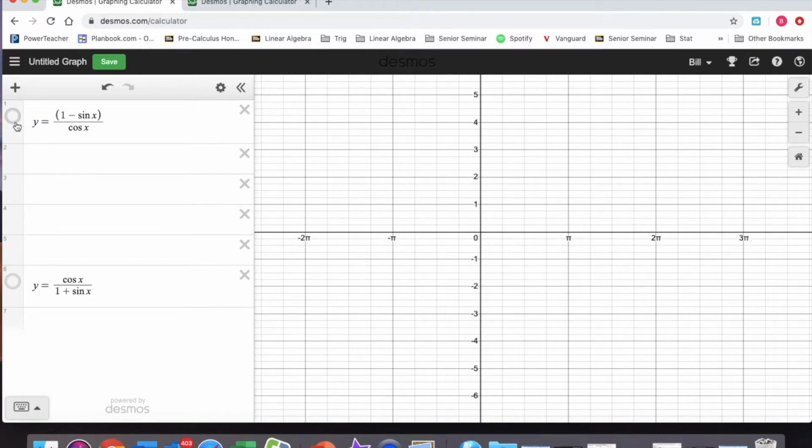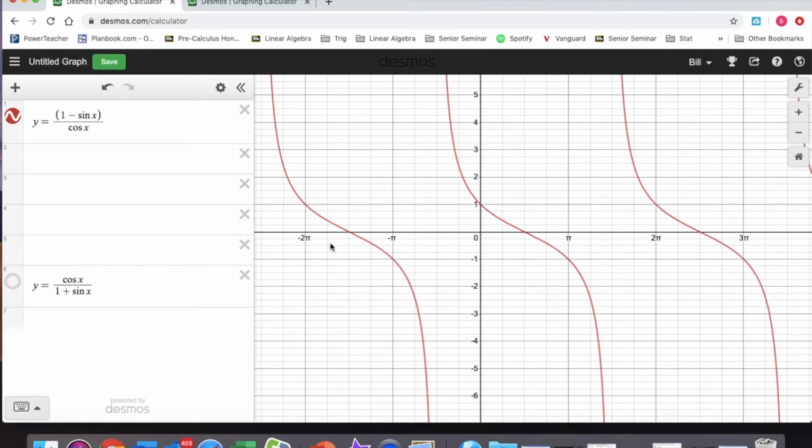Example 1, the left-hand side was (1 minus sine) divided by cosine. So I'll look at a little graph of that here. As you can see, it's a nice little asymptotic thing, looks a little like tangent or cotangent. And the right-hand side of the equation was cosine x divided by (1 plus sine x), so I'll highlight that here. And you can see that the two graphs lie right on top of each other. That is, they are one and the same for all values of x for which they are defined.